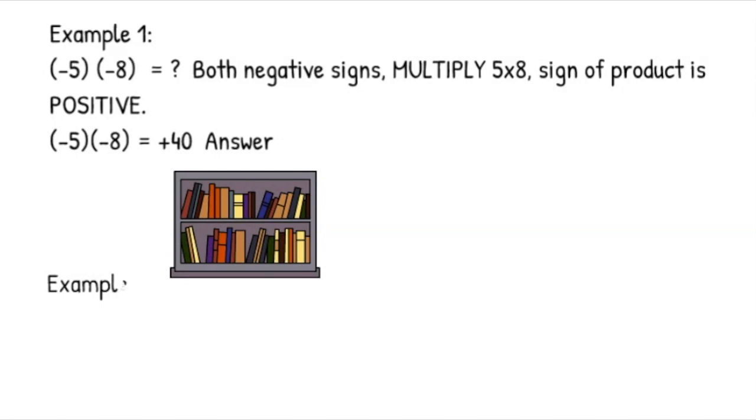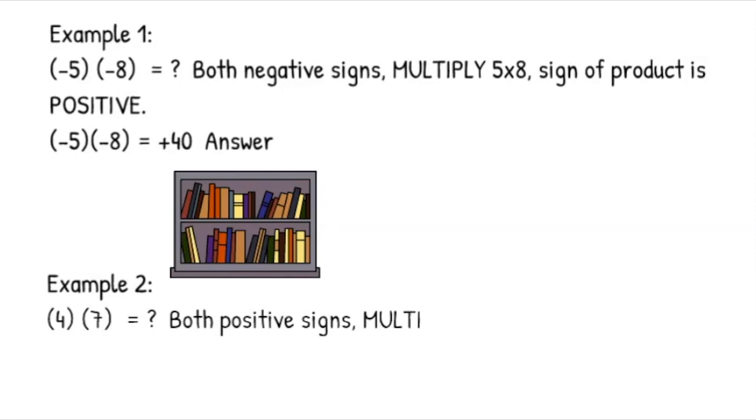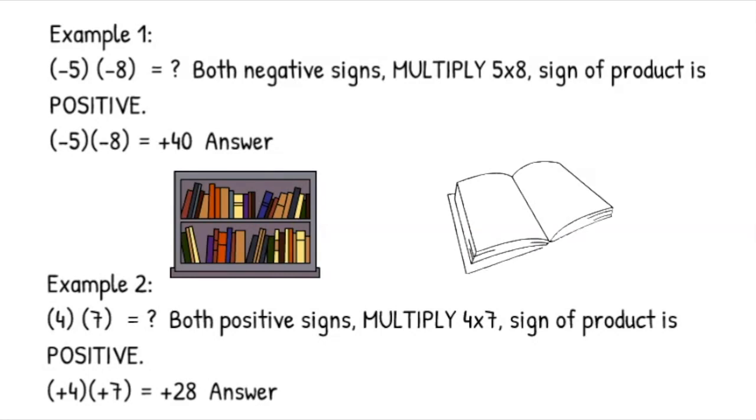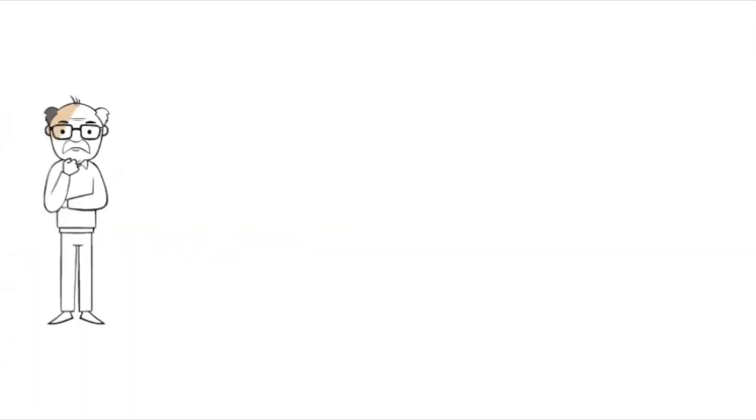Example 2. 4 times 7. The integers have both positive signs, so the product is positive. 4 times 7 is positive 28. Always remember this rule because this same rule also applies for division. We will discuss that further later, but what if the signs are different?